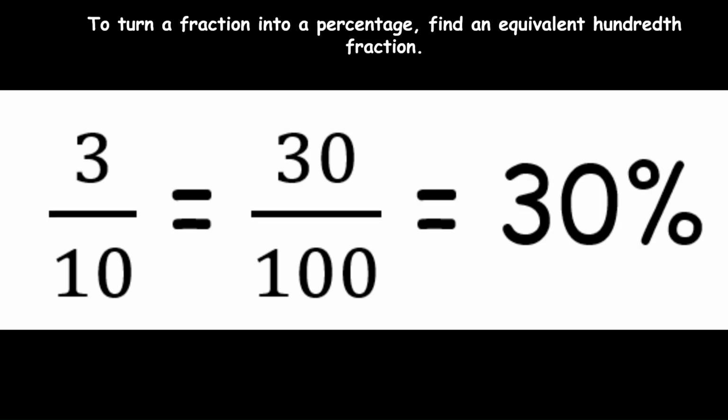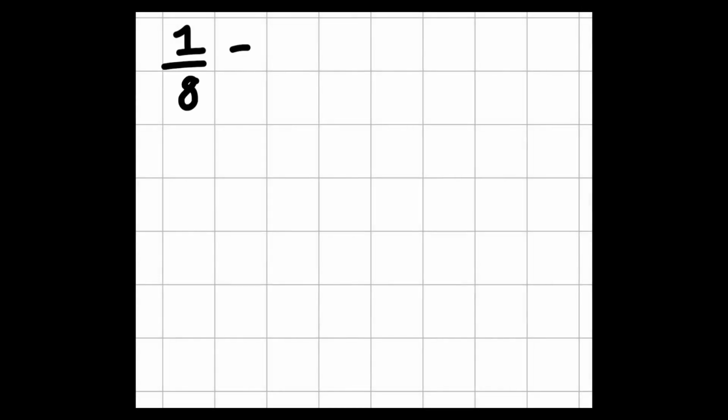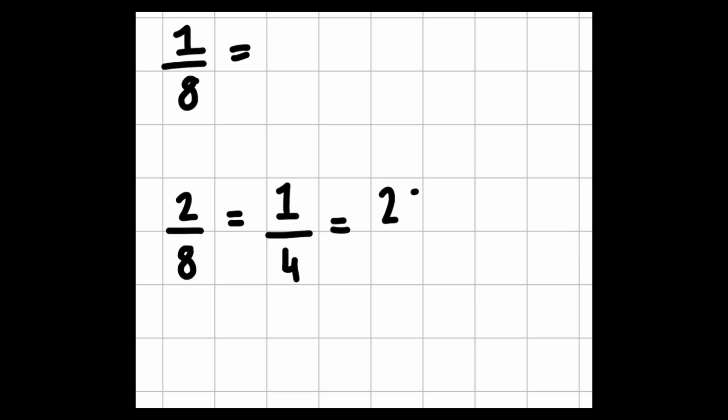But only if the denominator is a factor or multiple of 100, which won't always be the case. For example, 1/8 does not have a 100th equivalent and needs to be worked out in a different way. The way that we would work out 1/8 is, I know that 2/8 are equal to 1/4, and I know that 1/4 is equal to 25/100ths, and 25/100ths are equal to 25%.